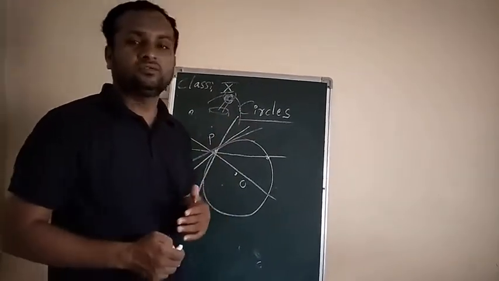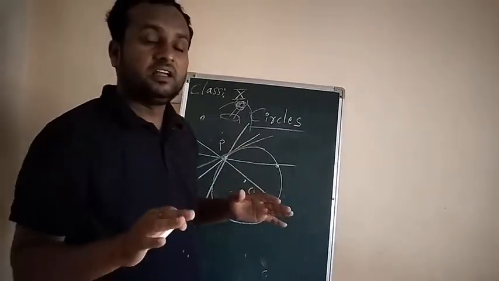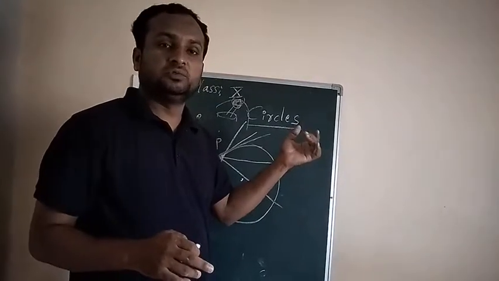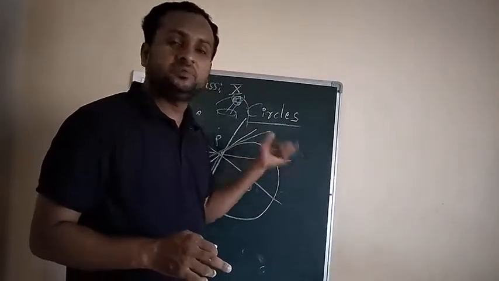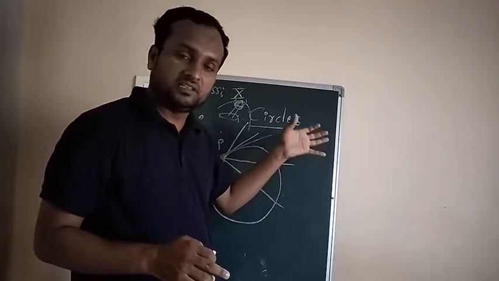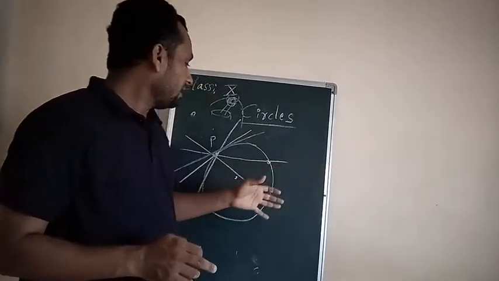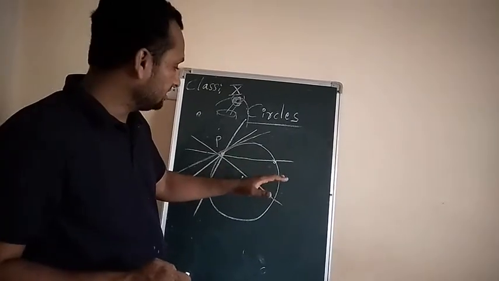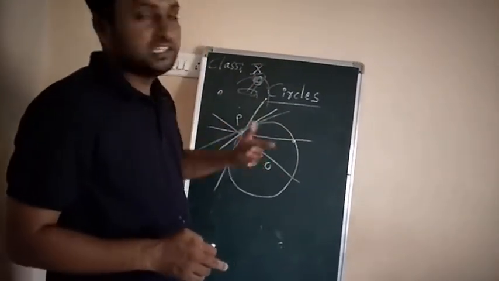In the next class we will see the theorems: how many tangents you can draw from a point outside to the circle, then what are the measurements of the tangents of that given circle, and then how many lines or diameters you can draw to the tangent. We will see that in the next period.